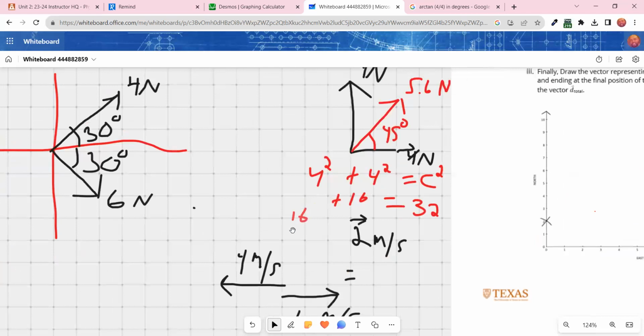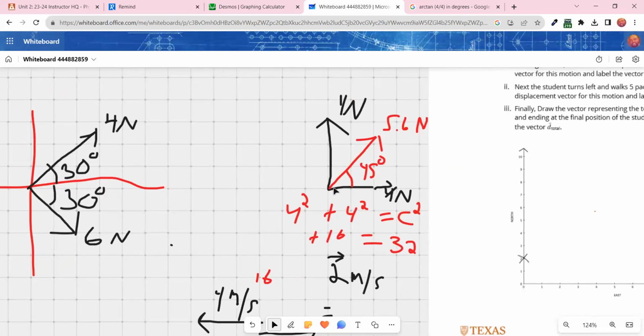So my entire vector is 5.6 newtons at a 45-degree angle, which makes sense because 45 degrees is halfway between 0 degrees and 90 degrees. And they're both 4 newtons. 4 newtons on the 90-degree angle, 4 newtons on the x, the 0-degree angle on the x-axis. And so that means I have equal x and equal y. I have 4 newtons on x, 4 newtons on y. That means our angle is going to be split between the two evenly.